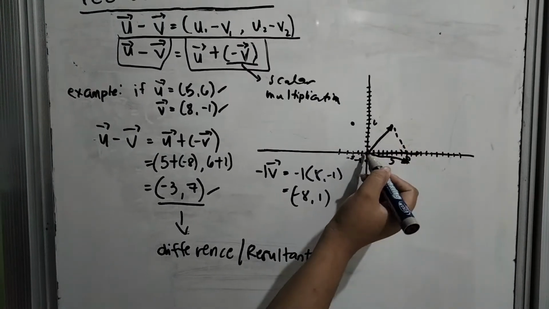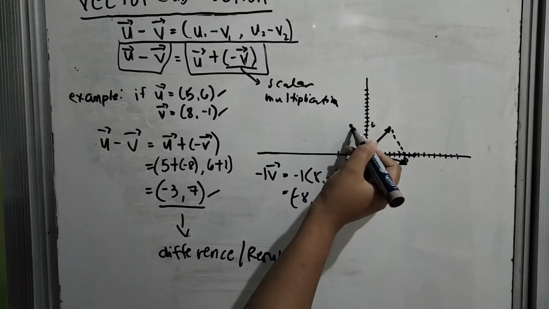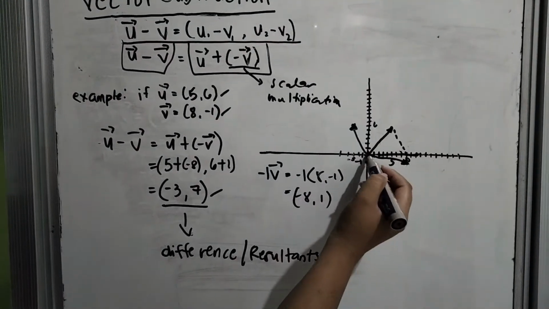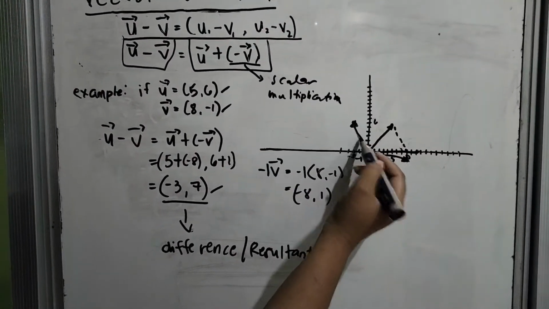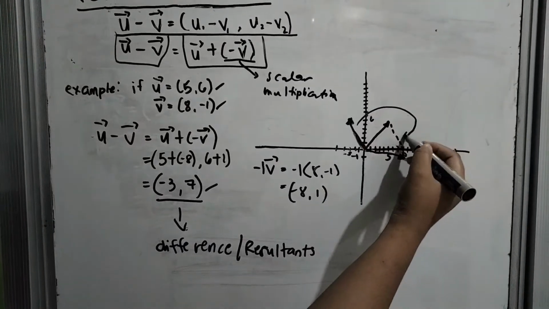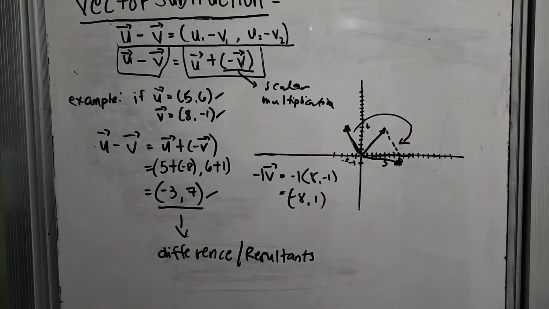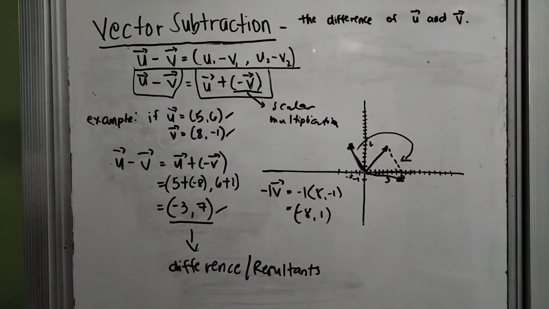Yan. Mula dito sa origin, papunta dito. So, ibig sabihin, itong measure na ito is same sa measure dito. Nakukuha po ba? So, yan yung vector subtraction.